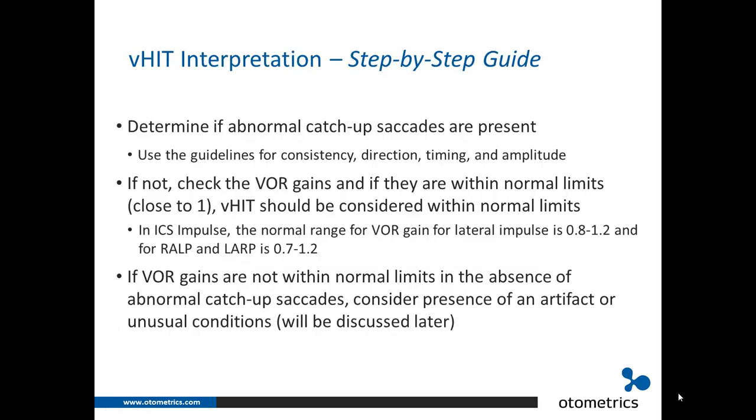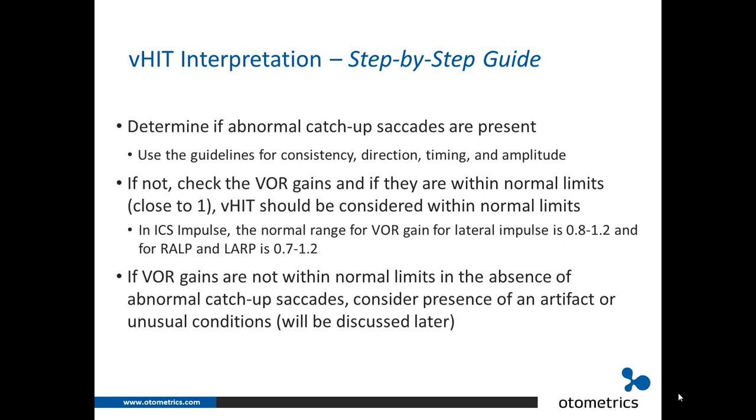Now let's go through a step-by-step process to interpret the vHIT results. First, determine if catch-up saccades are present, and if so, are they abnormal? Use the guidelines for consistency, direction, timing, and amplitude. But remember that the norms for these parameters are still a work in progress, so you have to use your clinical judgment. If there are no catch-up saccades, check the VOR gains.